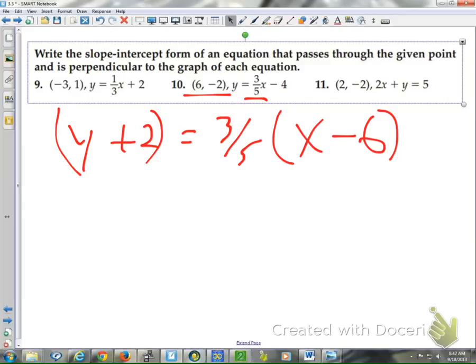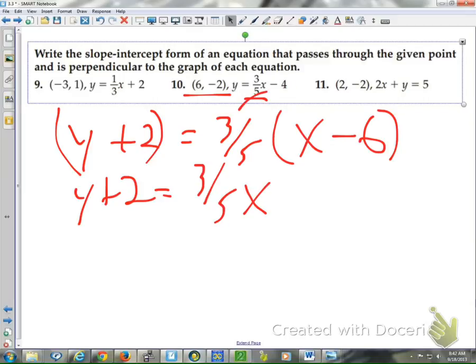Now, I saw Gerard do something that I thought was kind of brilliant. If you don't want to deal with your fractions right now, you can get rid of them by multiplying by 5 if you wish. I think that's a cool way to do it. You don't have to do it like that. I'll work it without getting rid of the fraction, but you could do that if you wanted to. So that's y plus 2 equals 3/5 x.